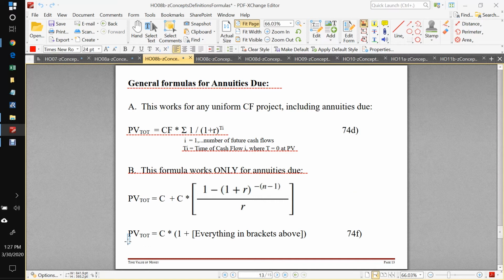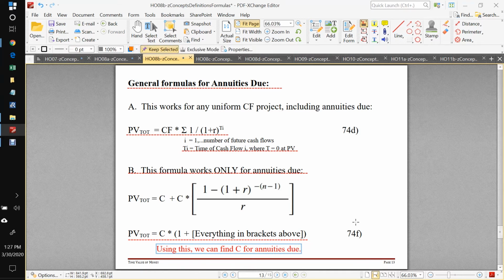And here's a nice, slightly further simplified version of this equation, which is good because using this version, we can find the uniform cash flow for annuities due, right?